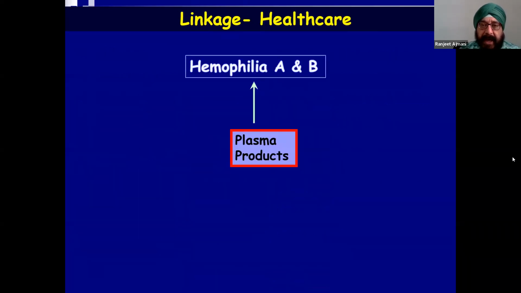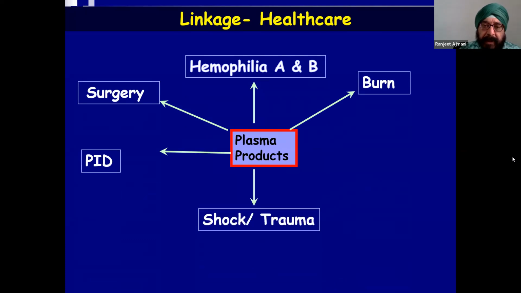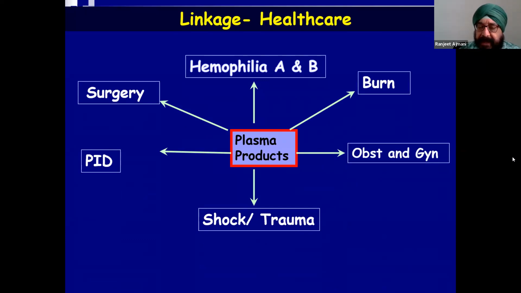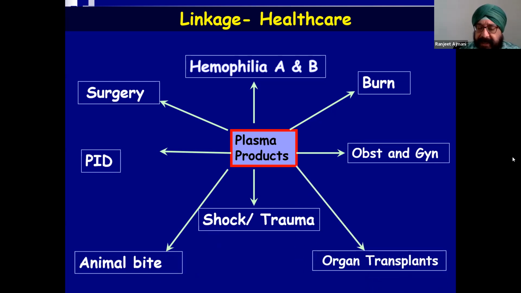These plasma products are used in different clinical and medical situations like hemophilia A and hemophilia B, where you use factor VIII and factor IX. In case of surgery, you use albumin, and sometimes fibrin glue to seal the tissue. In case of PID, again, you use a huge amount of immunoglobulin. In case of burns, you use a lot of albumin. In shock and trauma, you use albumin. In obstetrics and gynec, again, you use fibrin glue, sometimes albumin, and of course, RH negative: for an RH negative mother, you use anti-D. In case of animal bite, we use the rabies immunoglobulin. In case of organ transplant, it is the fibrinogen and thrombin.